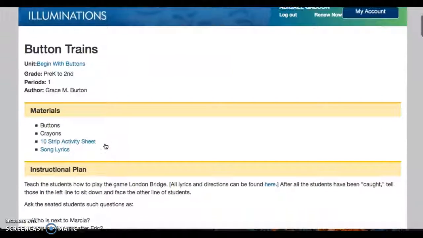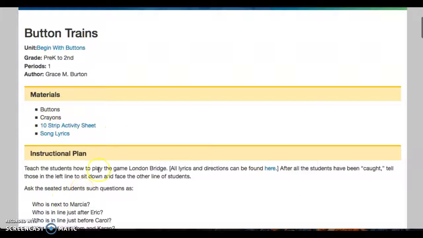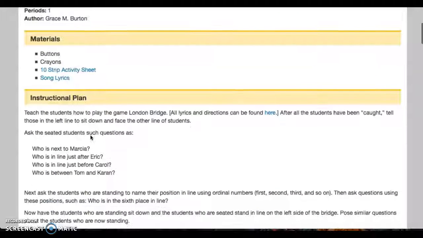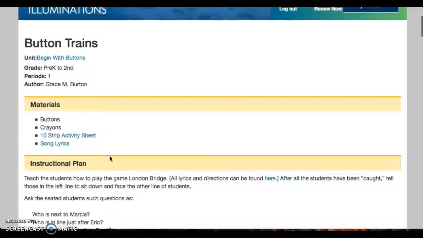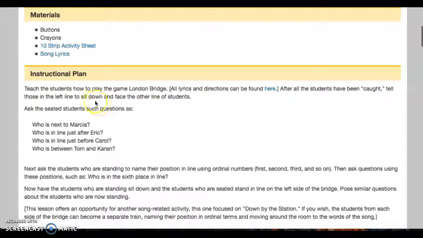It begins with a list of materials needed for the teacher that really provides and facilitates a teacher's preparation. It provides links to the materials that it is referring to. There is then the instructional plan. In this case, Button Trains teaches students a lesson beginning with ordinal numbers.